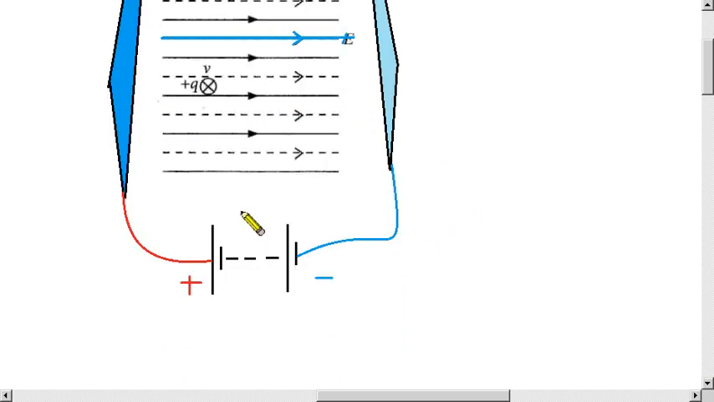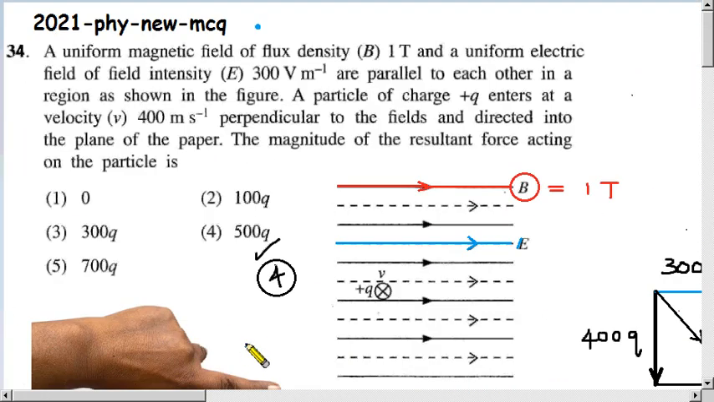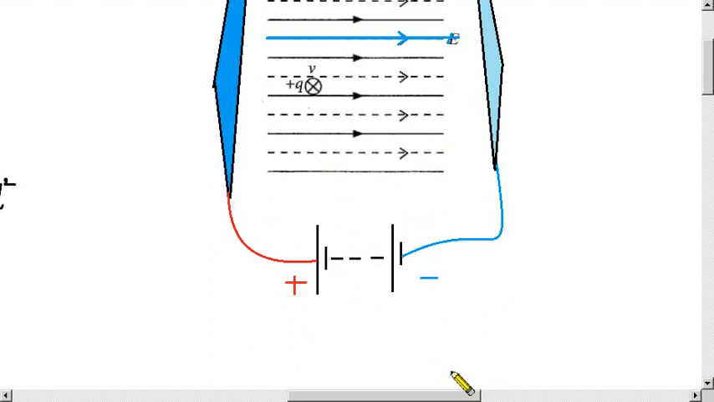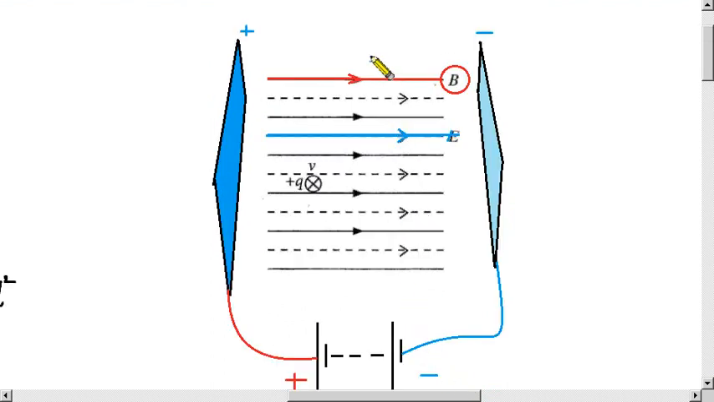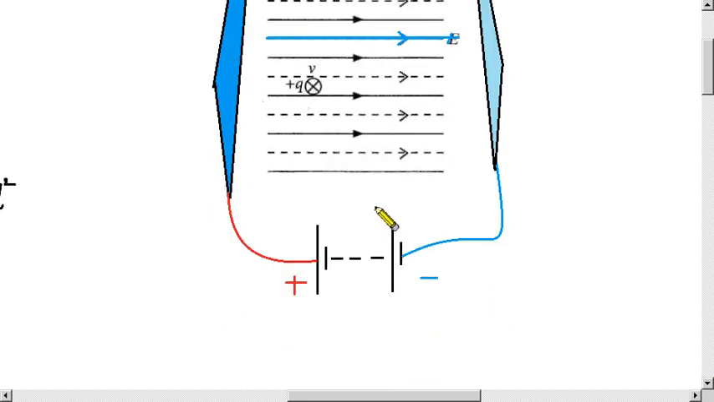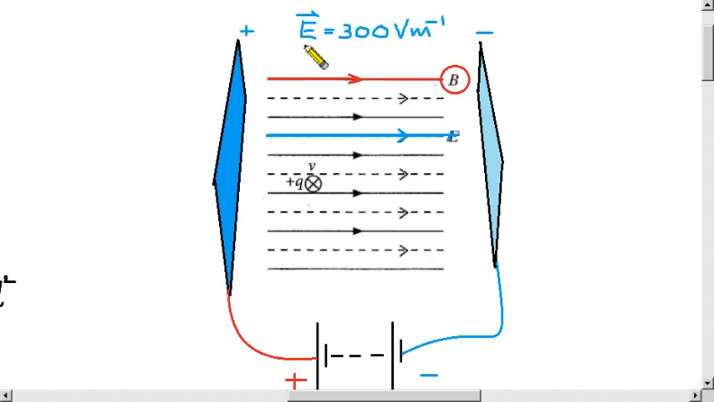So here, how do you know this value? They have given this as 300 volt per meter, the field intensity. How do you give that 300 volt per meter, that is the field strength? You have to adjust it. You have to adjust this voltage and this distance until you receive this value. So it is done like this.